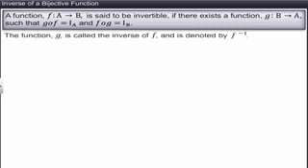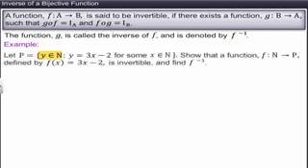Mathematically, a function f from A to B is said to be invertible if there exists a function g from B to A such that g circle f is an identity mapping on A and f circle g is an identity mapping on B. The function g is called the inverse of f and is denoted by f with superscript -1. Let's proceed further and learn to find the inverse of a function with the help of an example.